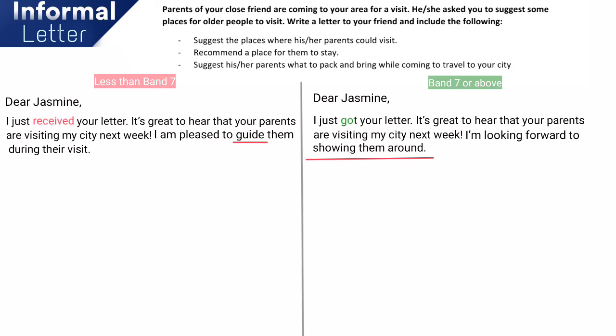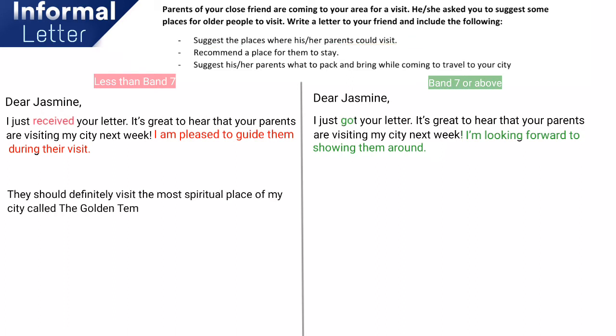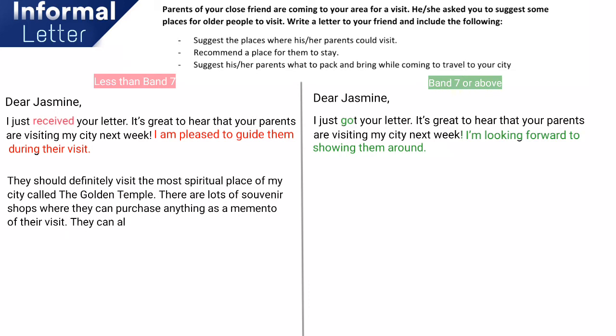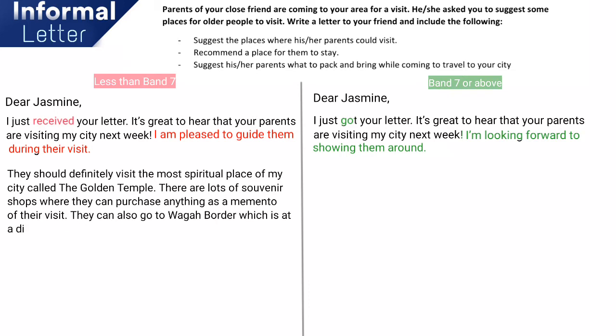Okay, now our next step is to write the first bullet point where I would suggest some places for her parents to visit, right? So here I write, they should definitely visit the most spiritual place of my city called the Golden Temple. There are lots of souvenir shops where they can purchase anything as a memento of their visit. They can also go to Wagah border, which is at a distance of around 30 kilometers from there. It seems I have fully covered the bullet points, right?